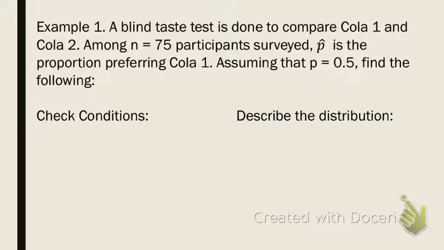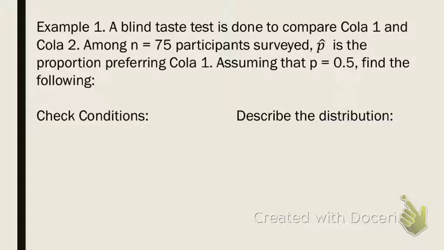So let's look at some examples now. We're going to check the conditions and describe the distribution. It says a blind taste test is done to compare Coke 1 and Coke 2. Among n equals 75, so that means my sample size is 75, participants surveyed. P hat is the proportion preferring Coke 1. Assume that p equals 0.5, find the following. First we need to check our conditions to see if we can answer questions based off of that.